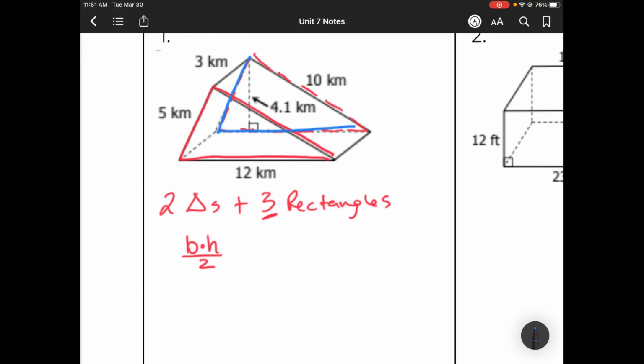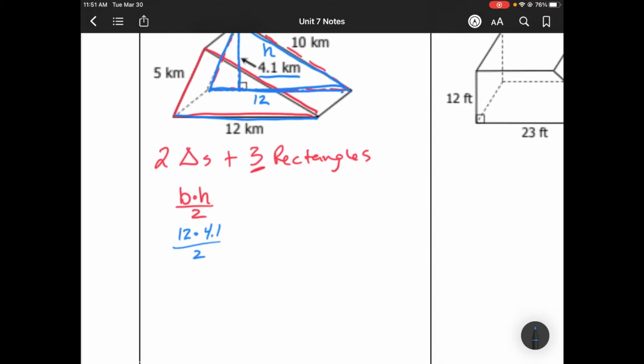Well, I really want to focus on this triangle at the back because that's where most of my information is. Okay, you can see this perpendicular segment here is your height of the triangle, and this bottom edge would be the same as this edge, 12. So your base is 12. So 12 times the height of 4.1 divided by 2, okay, gives me the area of a triangle. All right, and when I do that, 12 times 4.1 divided by 2, I get a base area of 24.6, but there are 2 of those, okay? So I'm going to double that because there are 2 triangles.